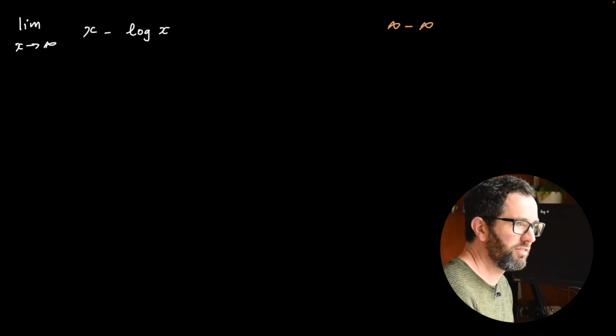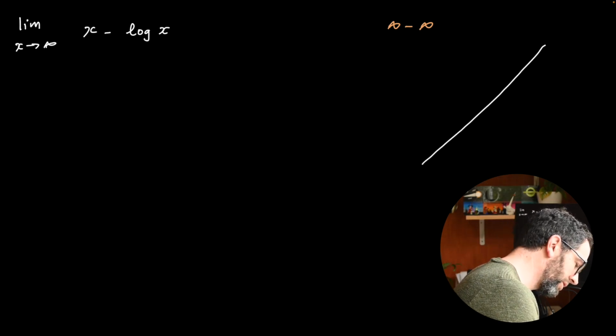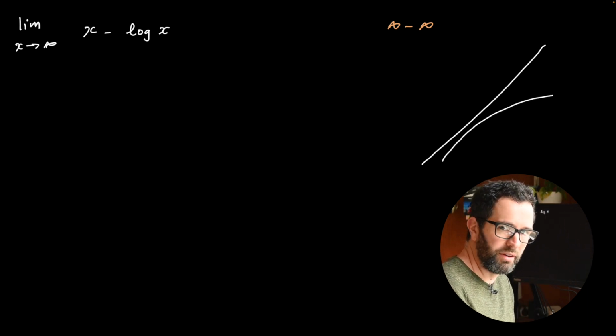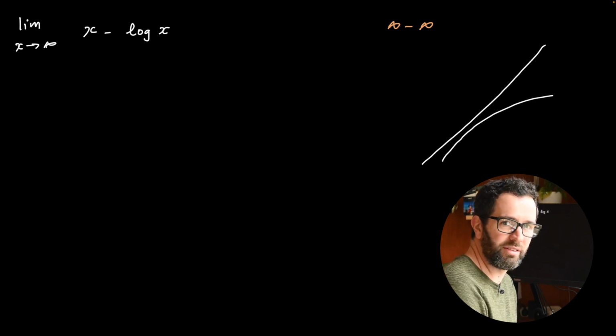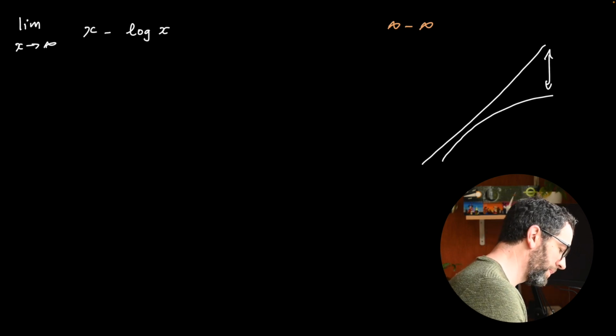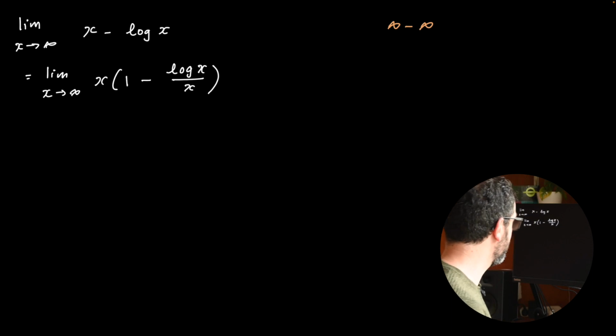If we just visualize the graphs, we know that x goes off like this, and log x is kind of going like that. So we expect that x is going to win, and we think in advance that this answer might actually just be infinity, because the distance between these two things is going to get bigger and bigger as x gets large. So I'm going to take a factor of x out the front and then see what I get inside. This is going to be 1, and this term is going to be log x divided by x.